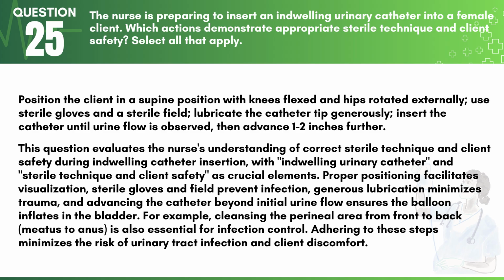Proper positioning facilitates visualization, sterile gloves and field prevent infection, generous lubrication minimizes trauma, and advancing the catheter beyond initial urine flow ensures the balloon inflates in the bladder. For example, cleansing the perineal area from front to back, meatus to anus, is also essential for infection control. Adhering to these steps minimizes the risk of urinary tract infection and client discomfort.